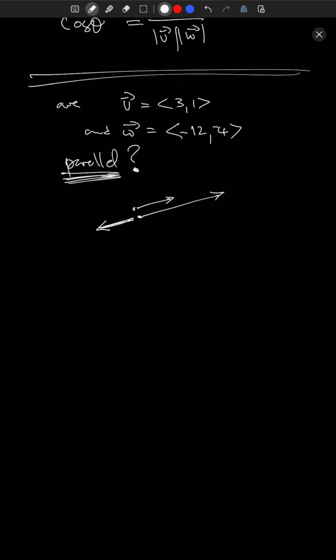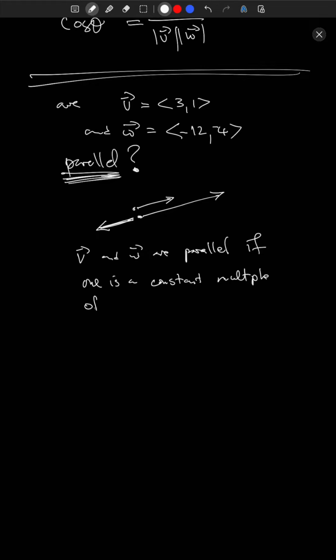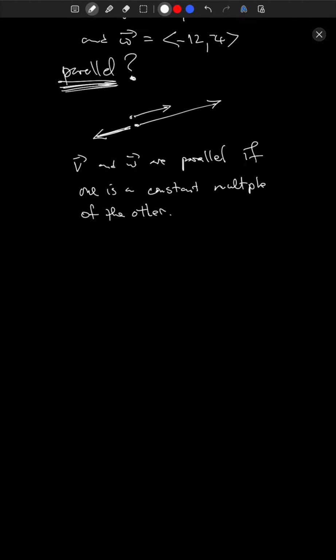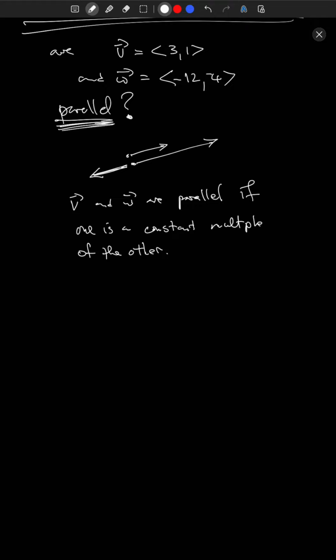What does it mean in terms of the algebra? Well, two vectors v and w are parallel if one is a constant multiple of the other. What that would mean is that v is equal to, for example, 4 times w, or w is equal to minus 3 times v. So that would mean that they're parallel.